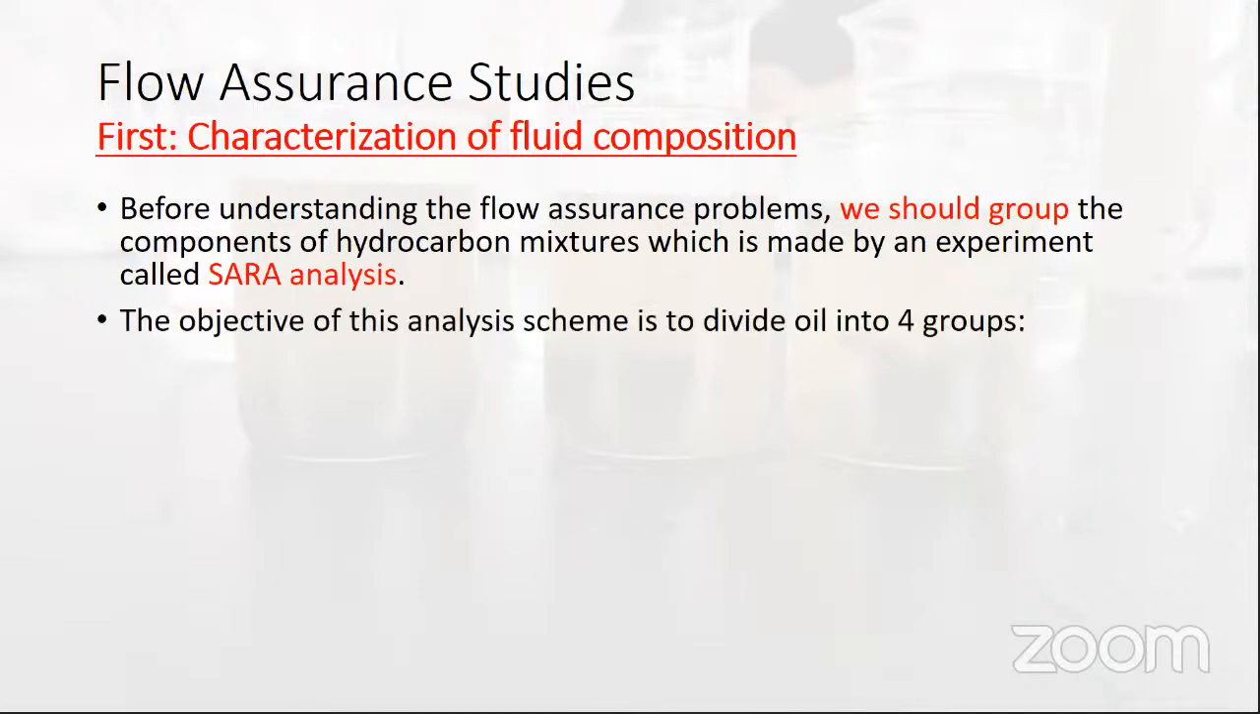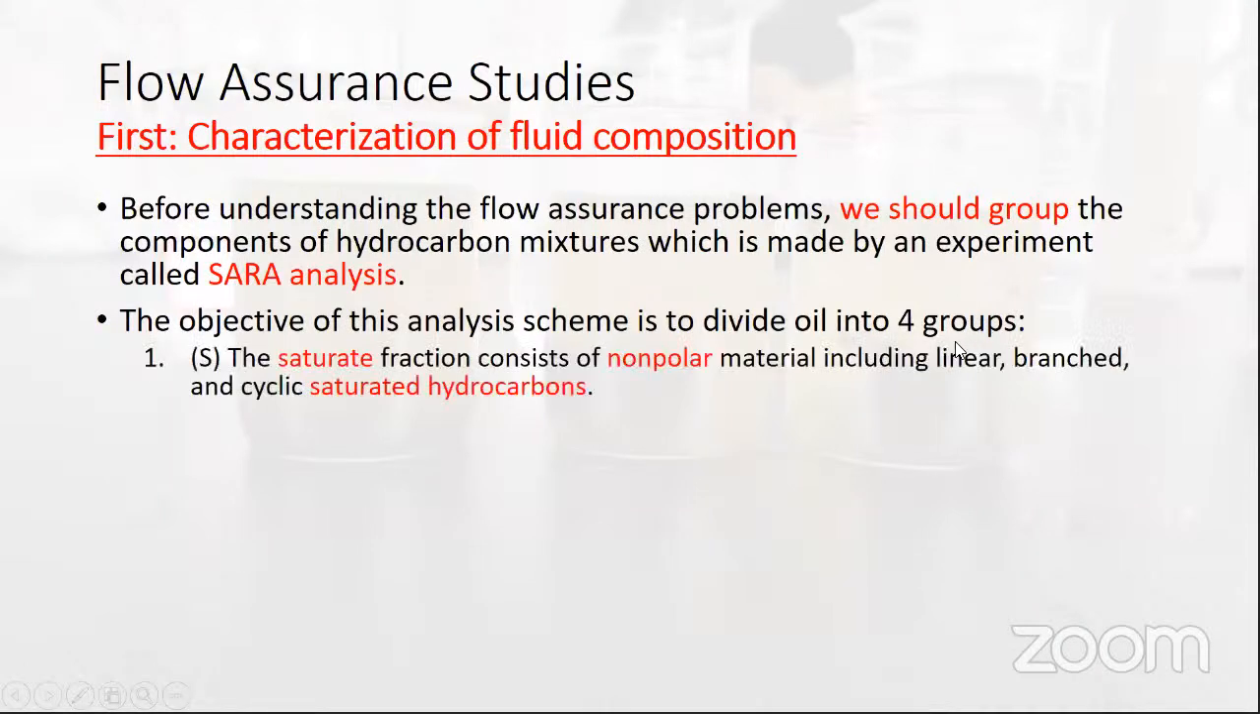The SARA analysis simply divides the reservoir fluid composition into 4 main groups. The first group, referring to S, is the saturate fraction of the reservoir fluid. The saturate fraction is the group of components that has no charge. It is non-polar. Also, its bonds are saturated bonds. So the bonds between the carbon and the hydrogen are saturated bonds.